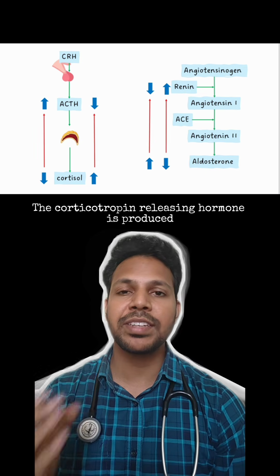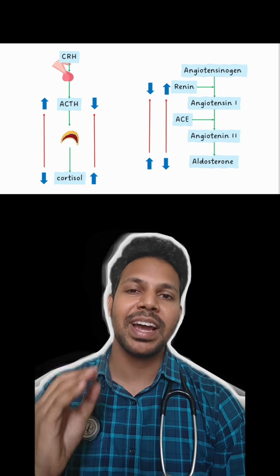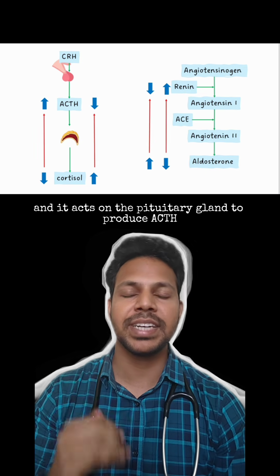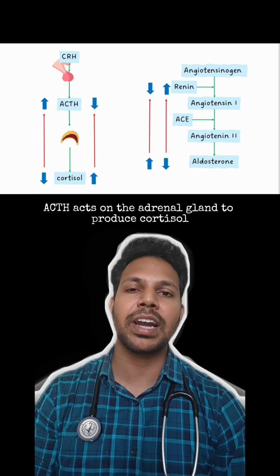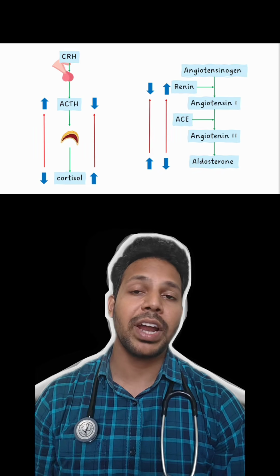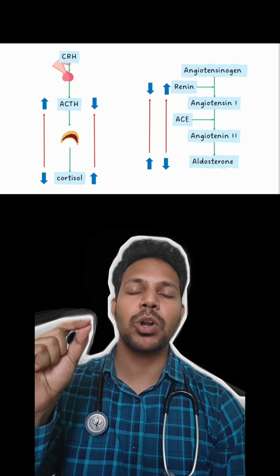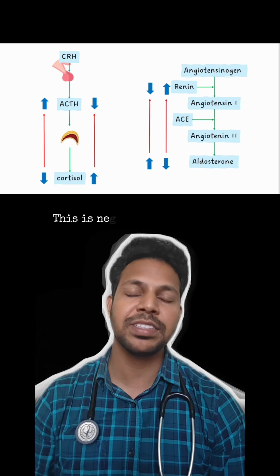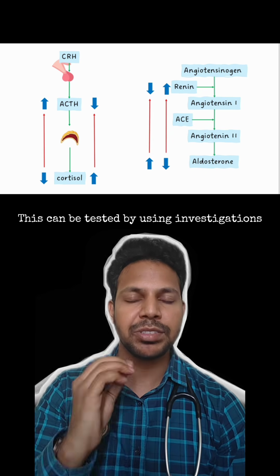The corticotropin releasing hormone is produced from the hypothalamus and it acts on the pituitary gland to produce ACTH. ACTH acts on the adrenal gland to produce cortisol. And the cortisol can negatively inhibit the production of ACTH from the pituitary gland. This is the negative feedback loop. This can be tested by using investigations.